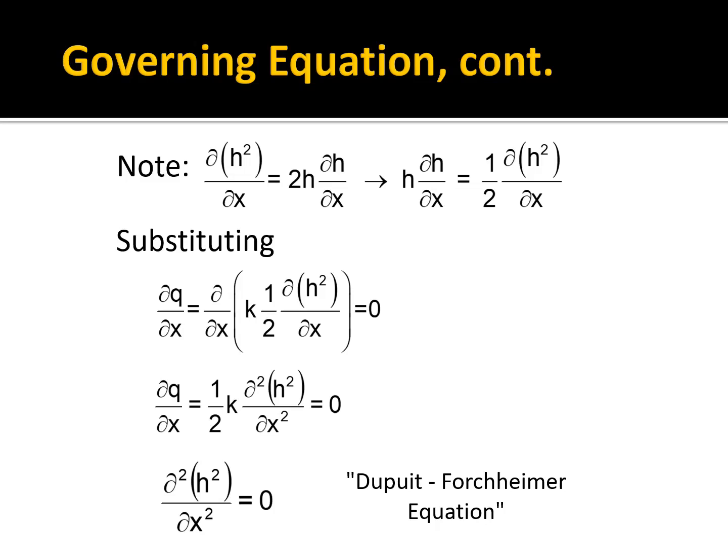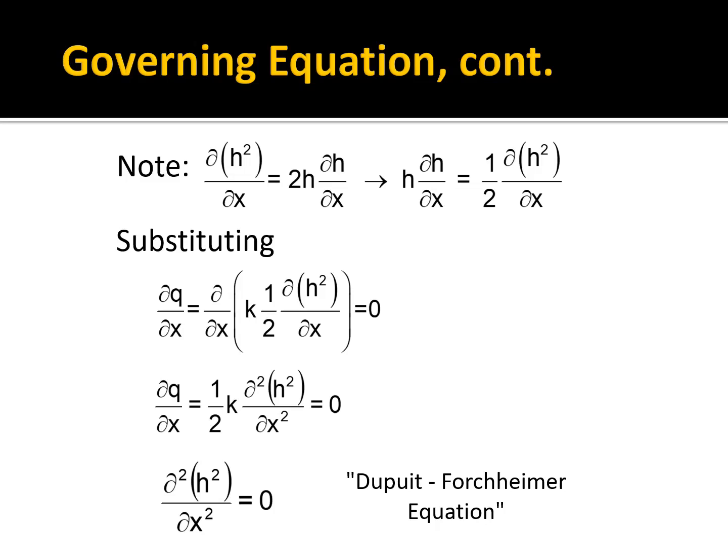we get this expression, and since K and 1/2 are constants, we can pull them out. And again, we can divide by 1/2 K since we have a 0 on the other side. Now we're left with del squared h squared over del x squared equals 0. So the second derivative of h squared is equal to 0. This is kind of similar to the Laplace equation we had before, which was the second derivative of head with respect to x plus the second derivative of head with respect to y equals 0. But there's no flow in the y direction, so we get rid of that.